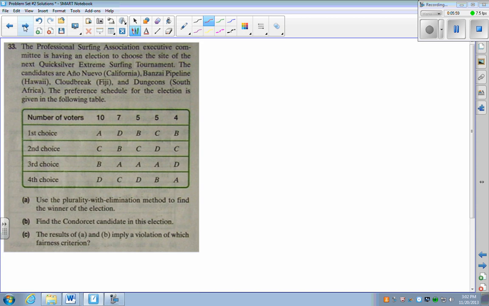Next, 33, another preference schedule. We add up the total number of people who voted, and we get 17, 27, and 4 is 31. So if we cut this in half and we round, we need 16 for a majority. Same idea, plurality with elimination.